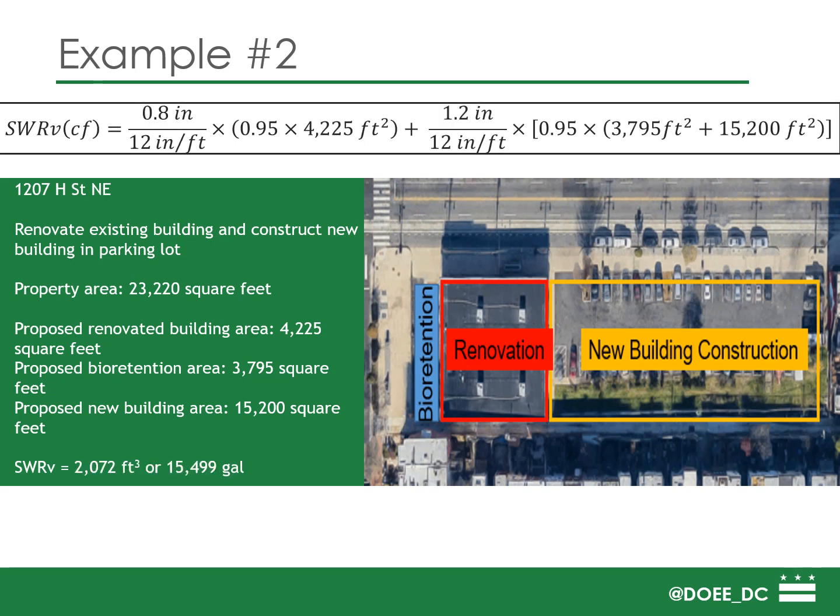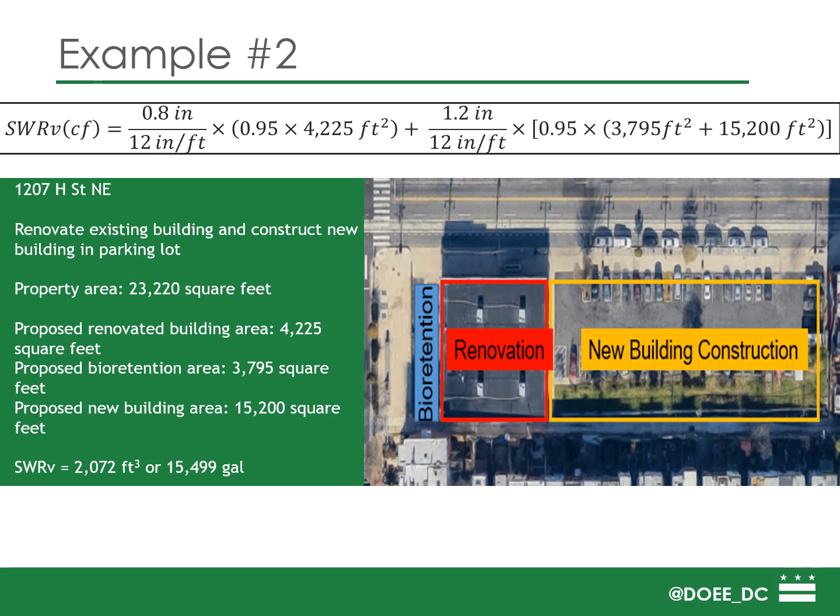So you can see here we have used the major substantial improvement 0.8 inch precipitation depth, applying that to the 4,225 square feet of the renovated building. And then the major land disturbing area precipitation depth of 1.2 inches applied to the combined footprint of the new building construction and the bioretention that is proposed. And we get a SWRv from that of 2,072 cubic feet, or 15,499 gallons.